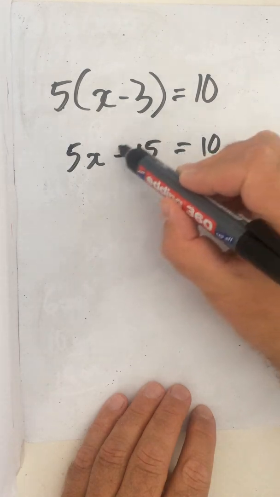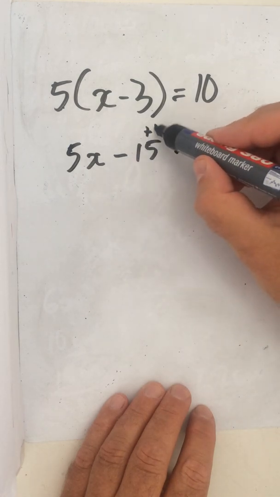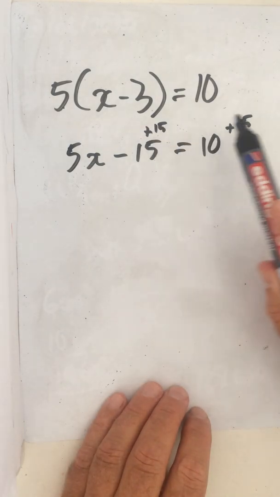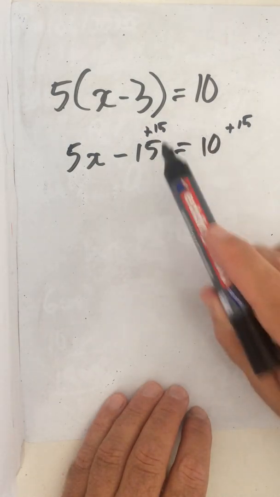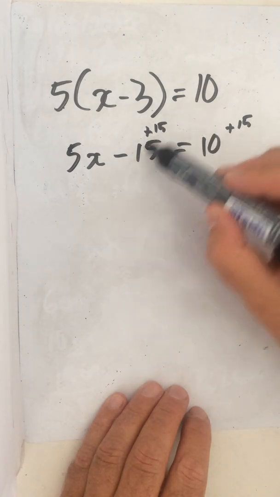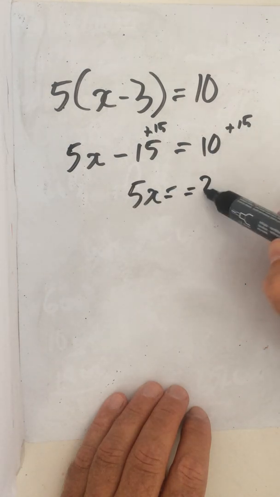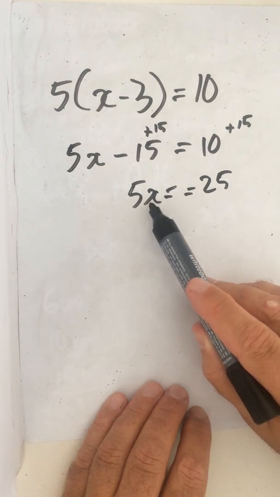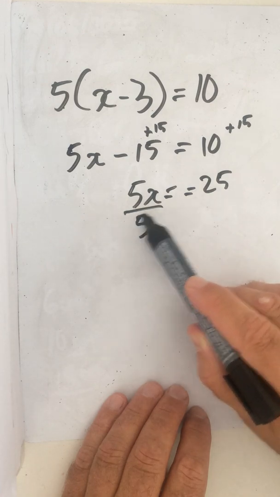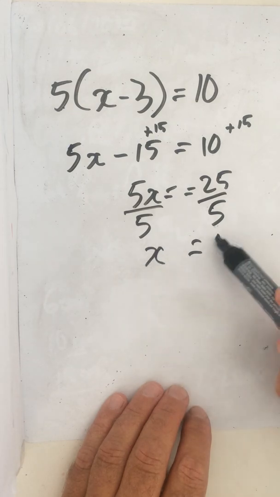So we want to get rid of this minus 15 because we just want to be left with x. To get rid of minus 15, we add 15 to it. It's the balance method, which means we do the same on both sides. So minus 15 plus 15 leaves 0. That leaves me with 5x equals 10 plus 15, 25. This is 5 times x, so we want to get rid of the 5 times. So we divide by 5. It's the balance method. We do the same on both sides. x is equal to 5.